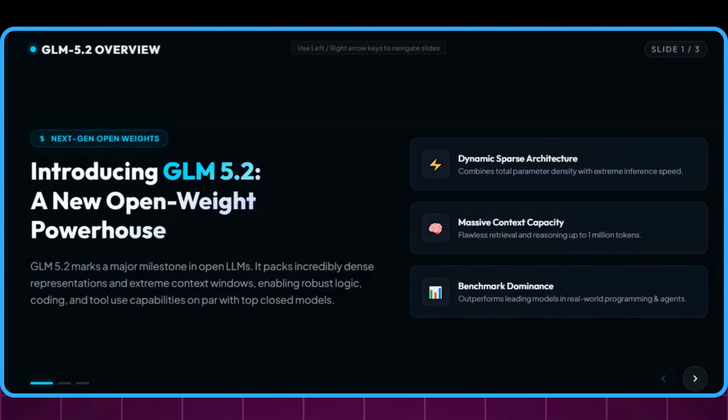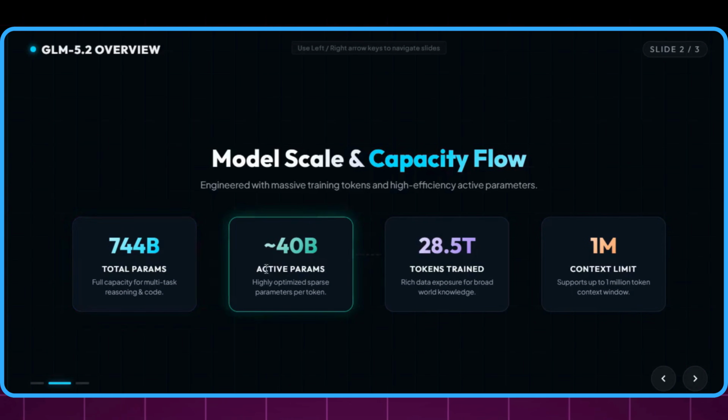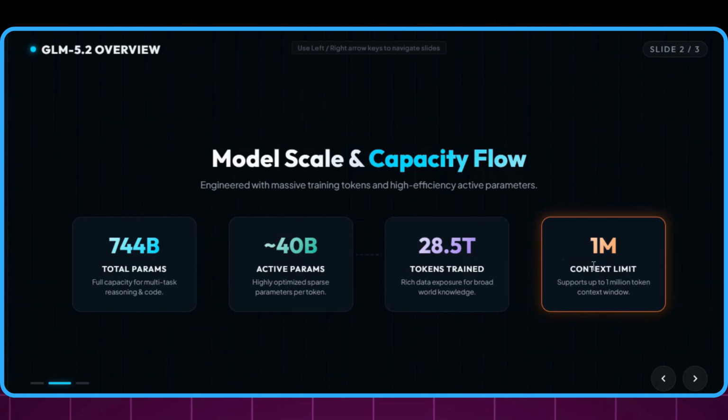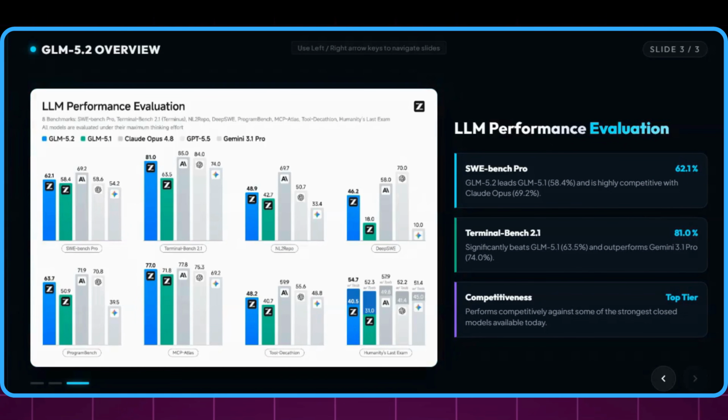Before we generate our API key, here's a quick overview of GLM 5.2. GLM 5.2 is a massive language model with approximately 744 billion total parameters and around 40 billion active parameters per token. It was trained on roughly 28.5 trillion tokens and supports up to a 1 million token context window. In several benchmarks, it performs competitively against some of the strongest models available today, making it one of the most impressive open-weight models currently available.